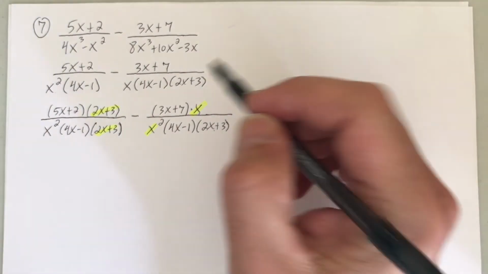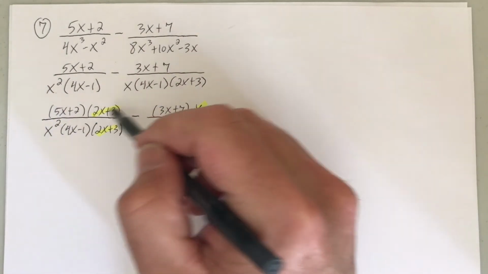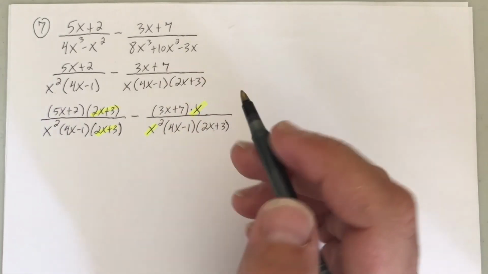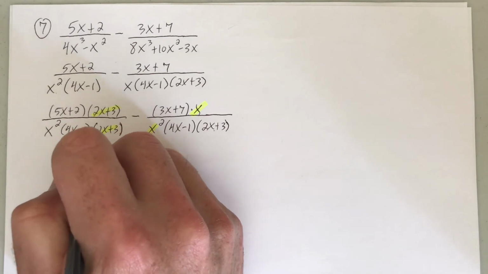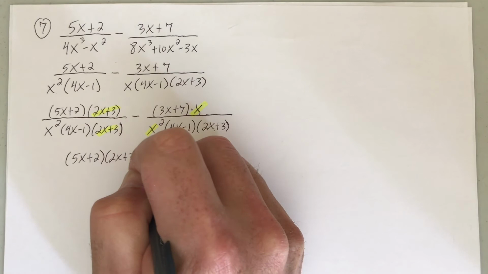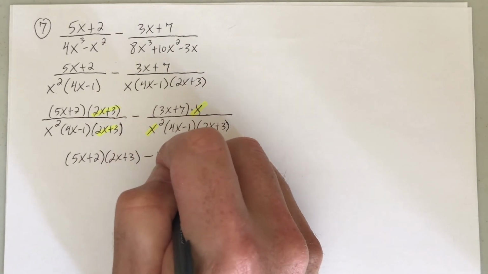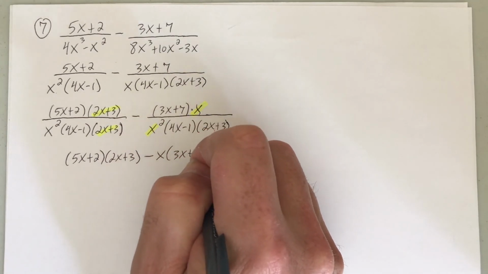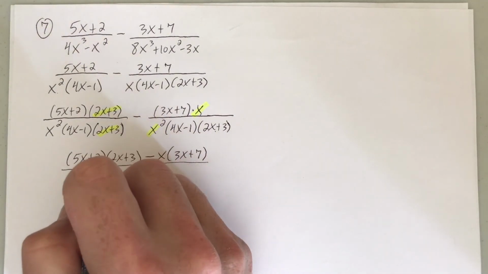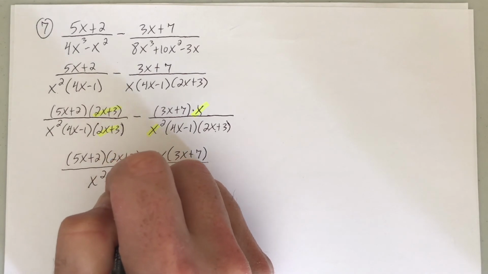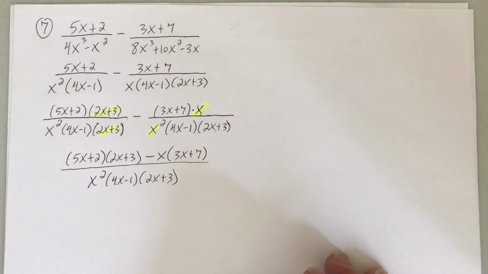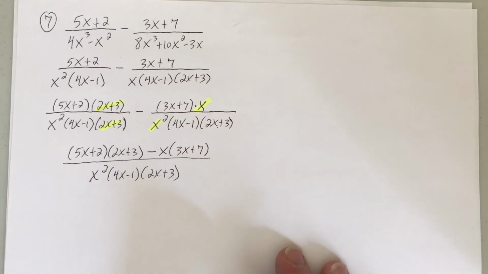So now we can go ahead, we have our common denominator, we can write this as one fraction, so combine, subtract the numerators over the least common denominator. So I have 5x plus 2 times 2x plus 3 minus, now I'm going to put that x in the front so it looks more like the way you normally see a distributive property, over the least common denominator, just like that. So now we have a lot of simplifying to do here.